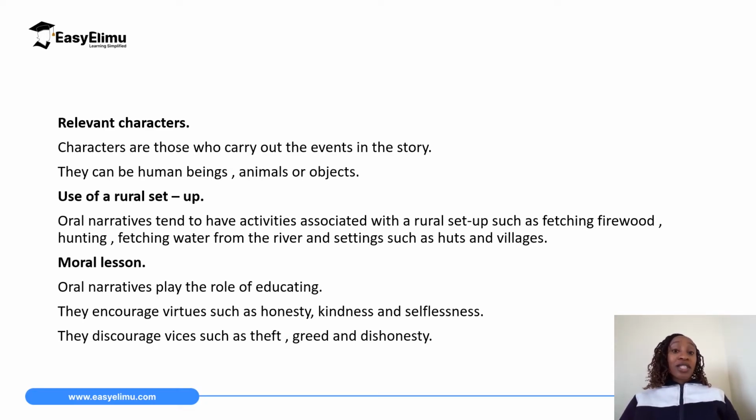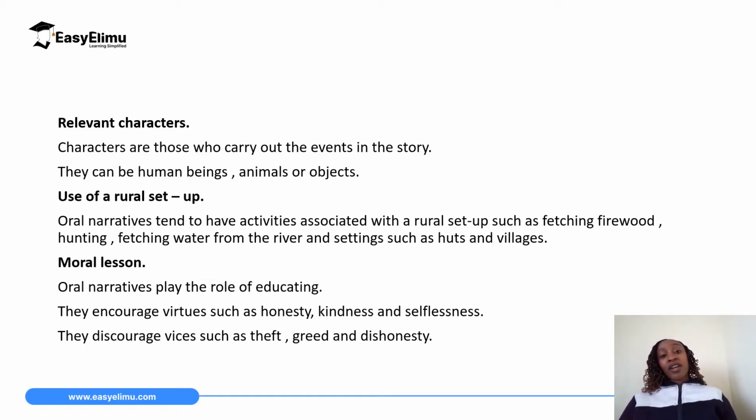But in the rural setup, even now, there are some rural areas where you have to go to the river to fetch water. You have to go to the forest to collect firewood. These are some of the things or activities that you can see in an oral narrative. For example, going to hunt is something that is seen in oral narratives. And also the setting, maybe the houses are huts, they are organized in villages.